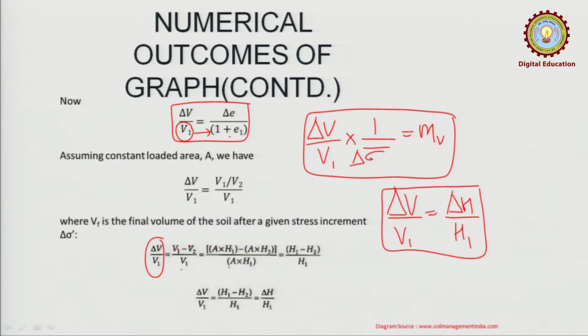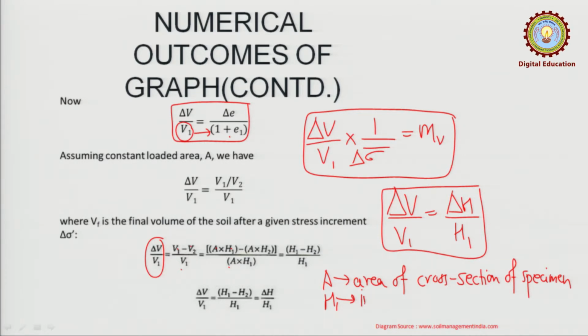Again A and H1. What is this A? A is the area of cross section of the specimen. H1 and H2 are the heights of the specimen. And what is H1? H1 will be the initial height of the specimen.